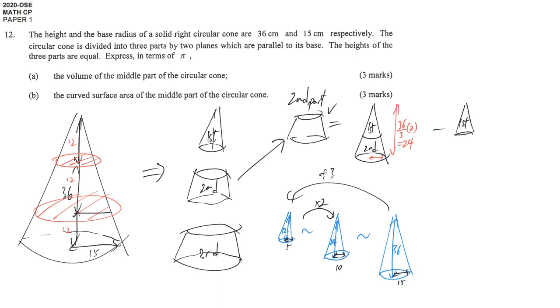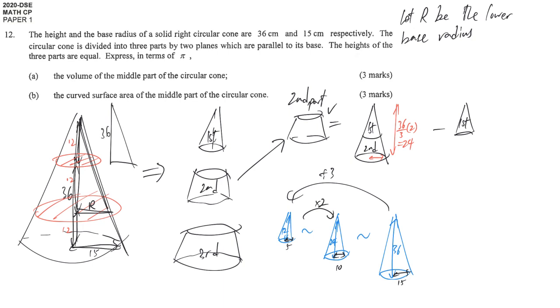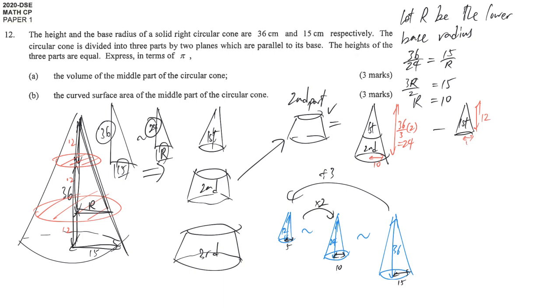In our actual presentation, you may let this base radius be R. So let R be the lower base radius, and then we just consider 2 similar triangles. The first one is this cross section, the second one is the larger one. If we separate them, we have 36 and also 15, similar to a middle cross section with the height 24 and R. So we know that 36 to 24 is equal to 15 to R. We can solve R is equal to 10. So after that, we can write that this is 10. Similar reason, the height here is 12, while the base radius here is 5.